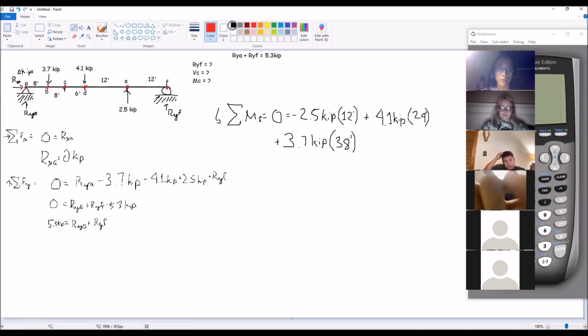All right, cool. And then there's this RYA. We don't know the value yet, so we're just gonna put in RYA. Now, how far away is RYA from F? All of them together: 8, 8, 6, 12, 24, 38. 38 plus 8 is gonna be 46. 46 feet. Positive or negative? Negative. And there's this RXA force that we also have. We already went over this, but how far away is that from F?